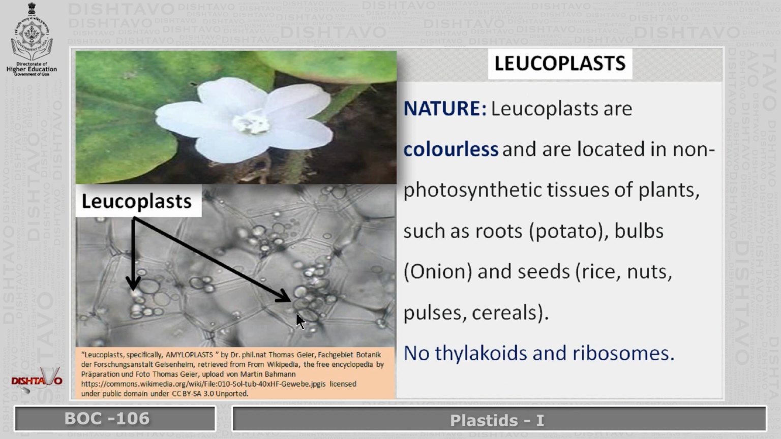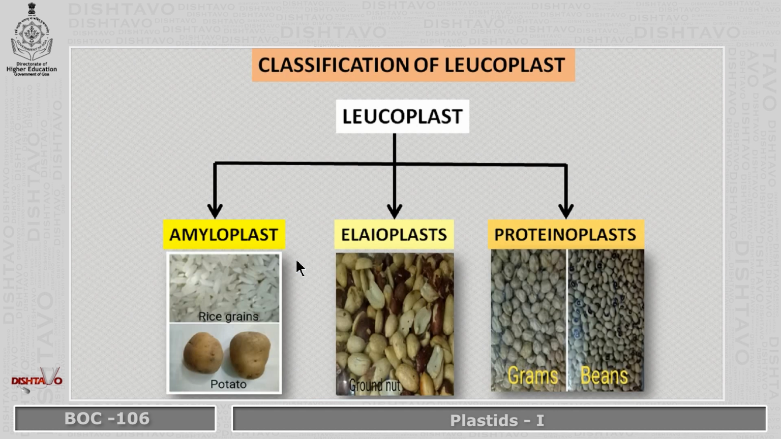You don't find any thylakoids or ribosomes in leucoplasts. So leucoplasts exist like this in the cell. They are plastids, but they are colorless. Then we have the classification of leucoplasts. They are of 3 types depending upon what they prepare and what they store. So we have the rice grains and the potato, where there are amyloplasts, that is, they have lots of starch in them.